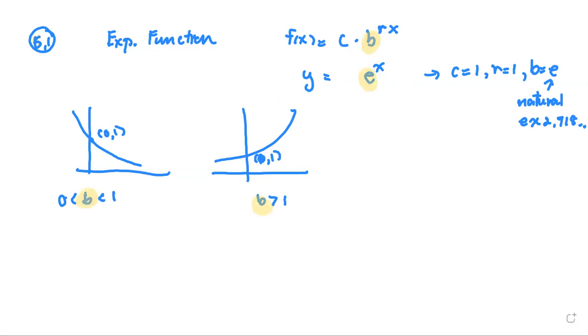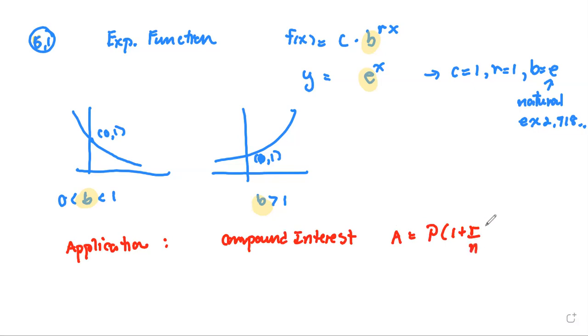X is the input. And then the application that you saw in section 5.1 would be the application about interest, the compound interest. A equals P multiplied by (1 plus r divided by n) to the power nt, where A is the balance or the future value, P is a deposit, r is the interest rate per year or the annual interest rate, and n is the number of compounding periods.